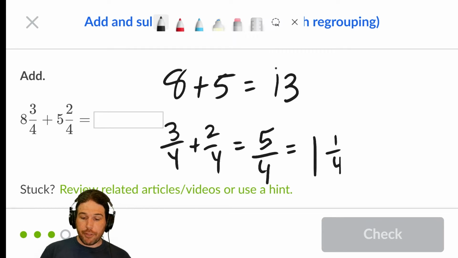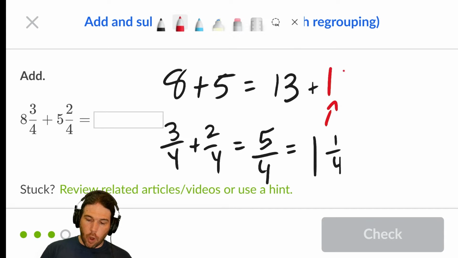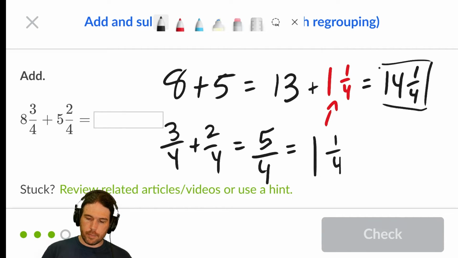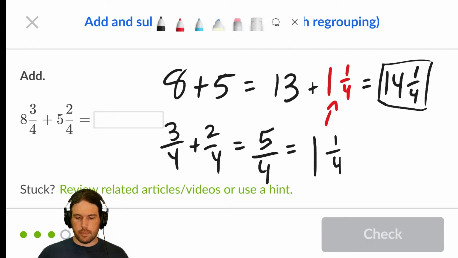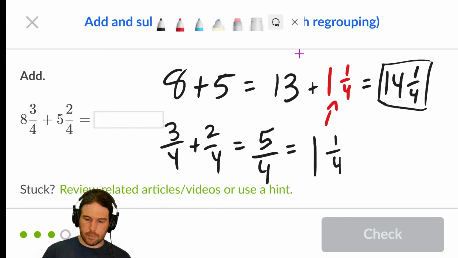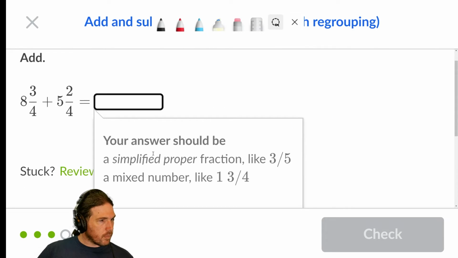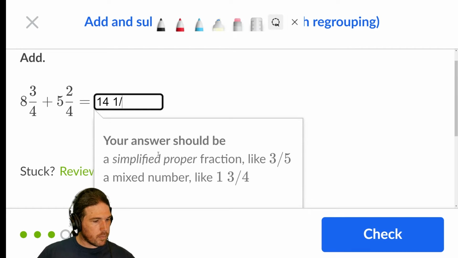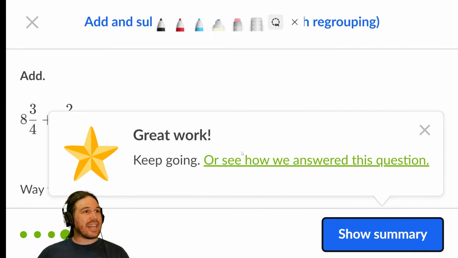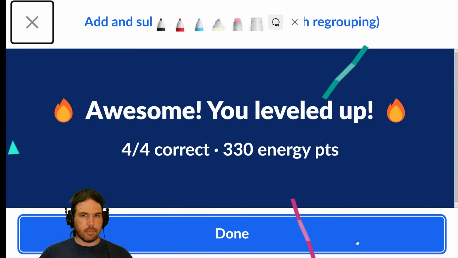So we have 13 plus 1 and 1/4, which gives us 14 and 1/4. And that is adding and subtracting mixed numbers with regrouping. Moving on.